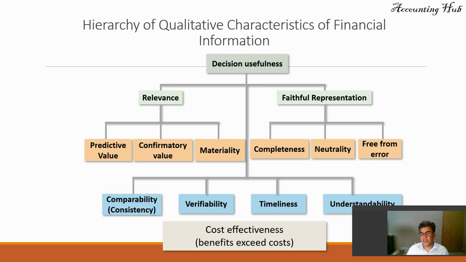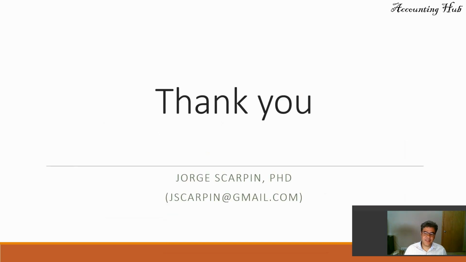Benefits should exceed costs. It doesn't work to have perfect accounting info if it is so expensive that the cost exceeds the benefits. So we have a constraint here. We will never have the perfect info because the perfect info is really, really expensive, and it will exceed our benefits.